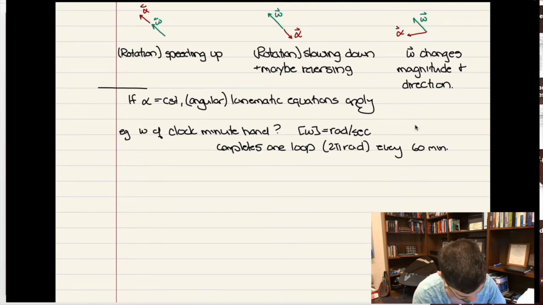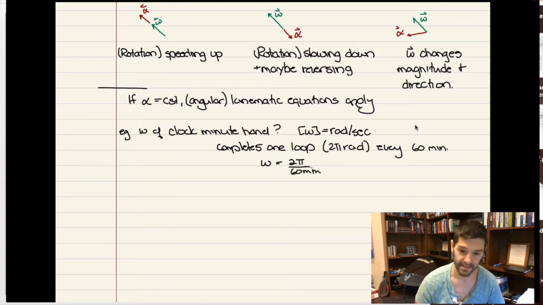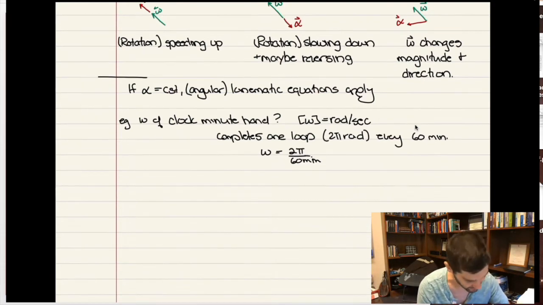So I might say the angular velocity of the minute hand is 2 pi divided by 60 minutes. And that is exact because it turns out that the minute hand is moving at a constant rate. Time moves at steady increments. So the minute hand, the second hand, the hour hand are all moving at some constant rate, at different rates.